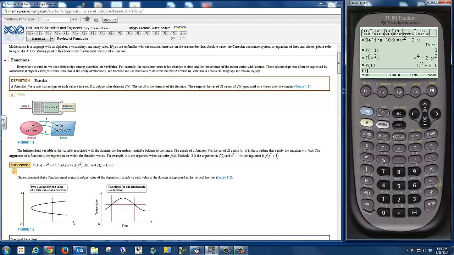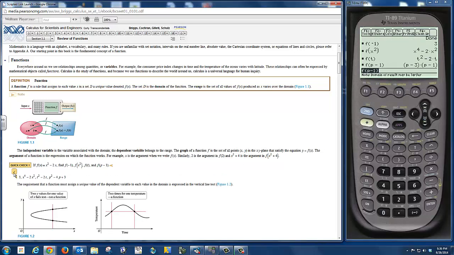So f evaluated at p. P is located here above the store key. So alpha p minus 1. Close your parentheses and enter. So let's check our calculator against the textbook. F evaluated at -1 is 3. We got that. F evaluated at x squared, x to the 4th minus 2x squared. We got that. F evaluated at t, obviously is t squared minus 2t. We got that. F evaluated at p minus 1, p squared minus 4p plus 3.